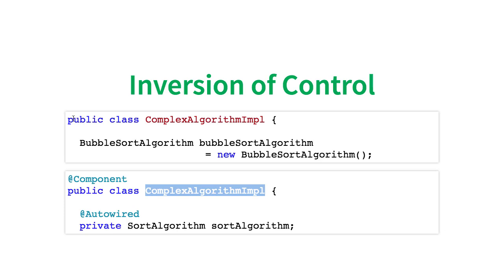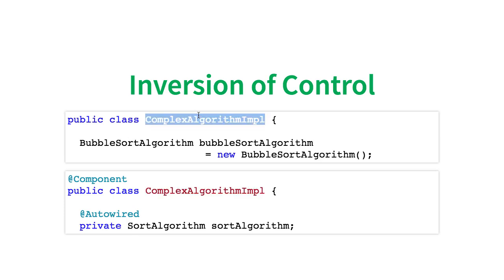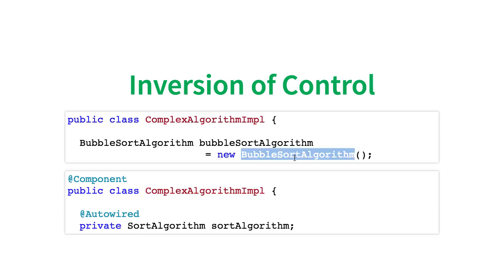Now, try and compare these two implementations. What is complex algorithm IMPL doing in here? It's saying, okay, I want to use bubble sort. I'm going to use only bubble sort. Over here, what it's saying is, I'm going to use a sort algorithm. I don't care what it is. Whoever is using me, just tell me which algorithm to use. What is the difference between these two approaches?